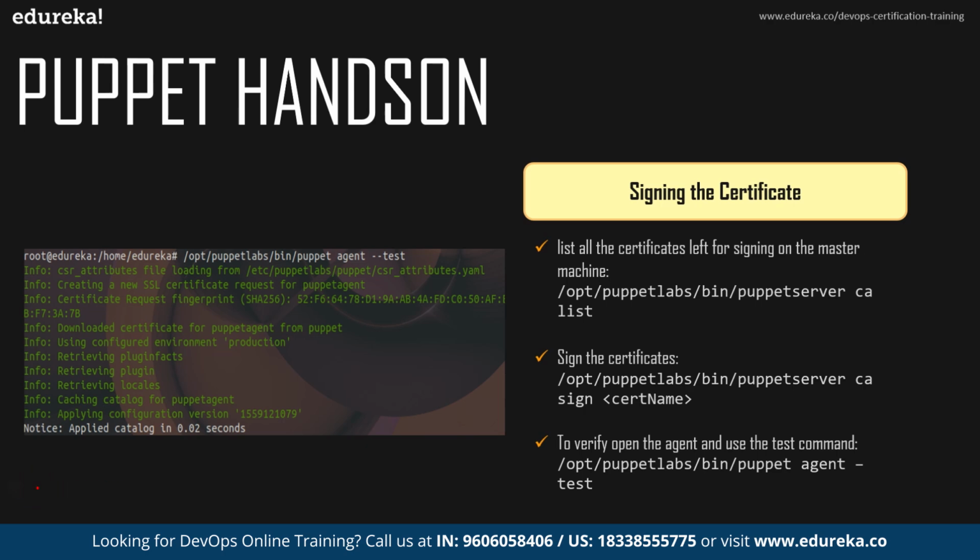Then you can choose either to individually sign the certificate or all of them together. So you can either use this command and put the cert name, or you can do a --all. And to verify, you can open the agent and use the test command. And with that, your Puppet installation and setup is complete. And so is this tutorial.